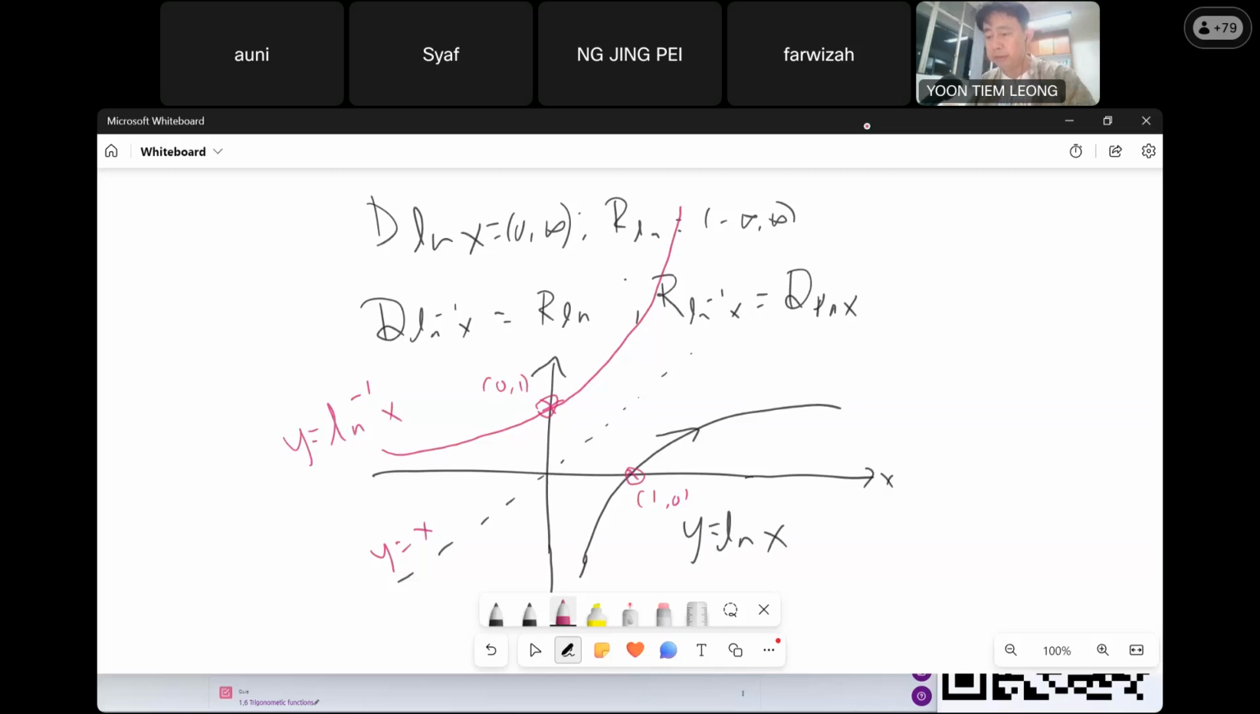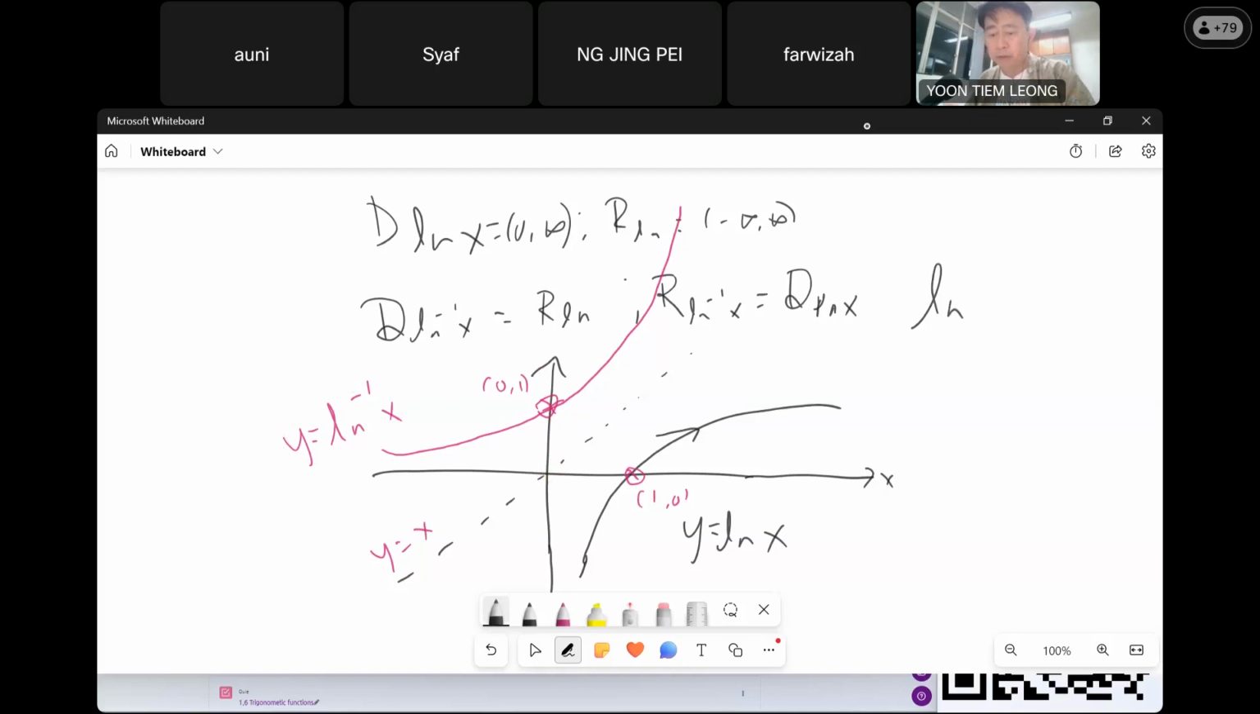So here you can see that the domain of the inverse of the logarithmic function is from minus infinity to positive infinity, whereas the range of the inverse logarithmic function is from 0 to positive infinity, but 0 is not included as part of the range of the inverse of the logarithmic function.